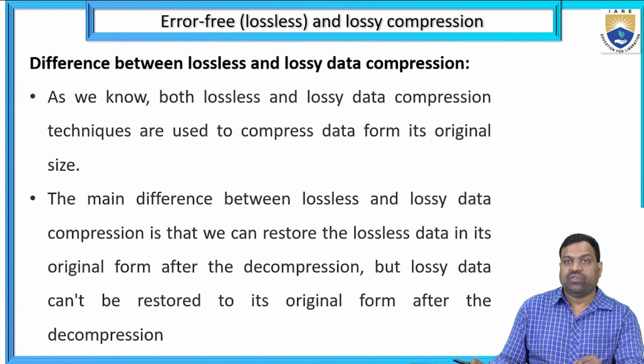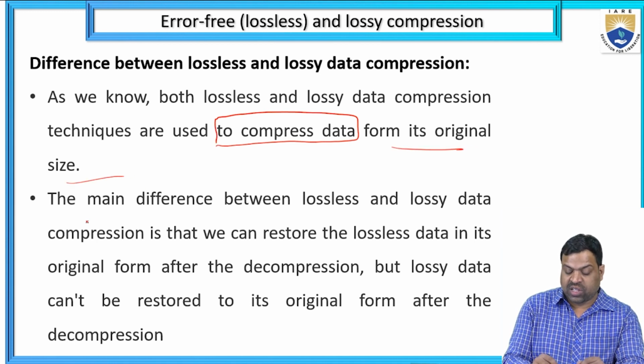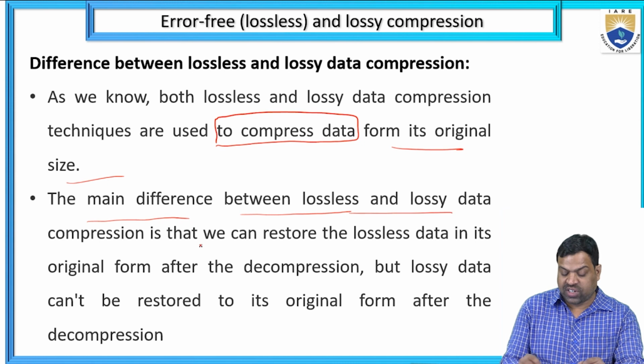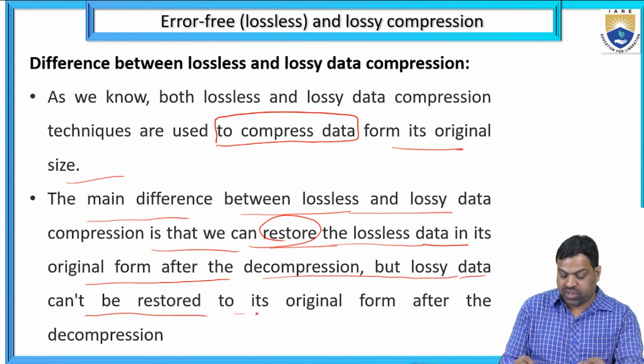And what are the major differences between lossless and lossy data compression? Both lossless and lossy data compression techniques are used to compress data from its original size. The main difference is that we can restore the lossless data in its original form after decompression, but lossy data cannot be restored to the original form after decompression.